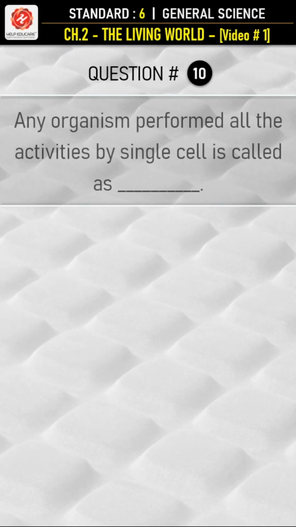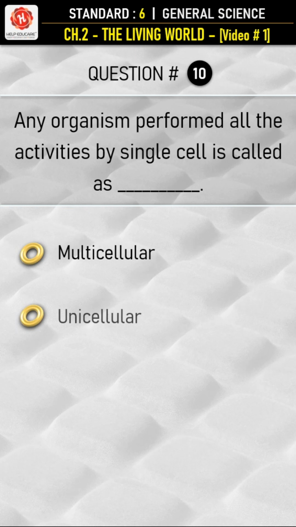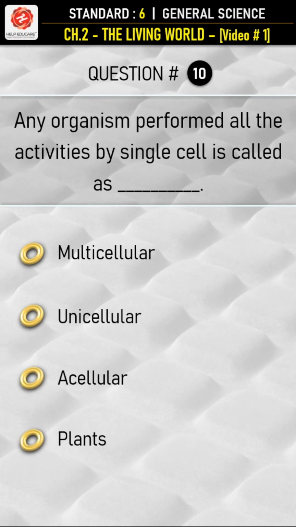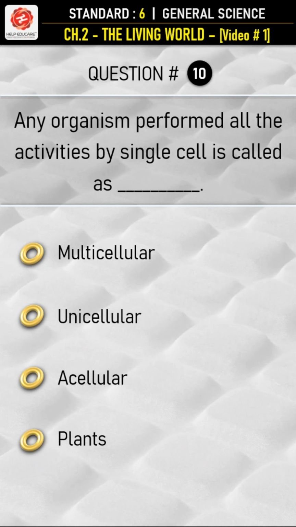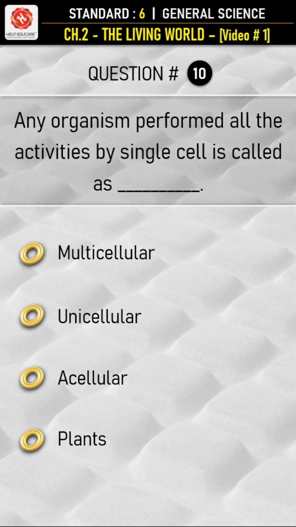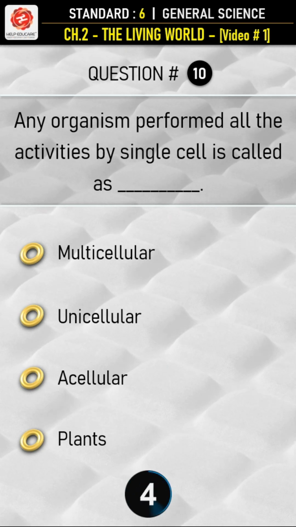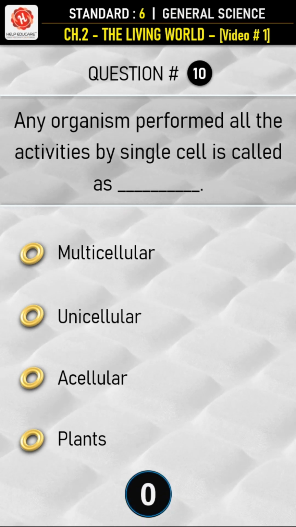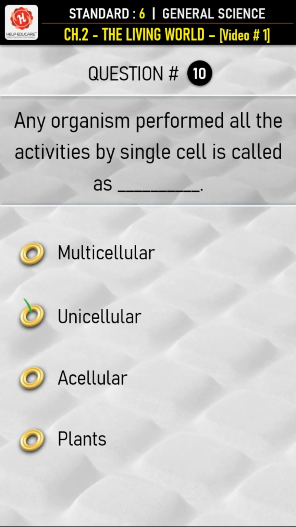Question number 10. Any organism performed all the activities by single cell is called as dash. First option, multicellular. Second option, unicellular. Third option, acellular. Fourth option, plants. Answer will be shown after 5 seconds. Your time starts now. Correct answer is unicellular.